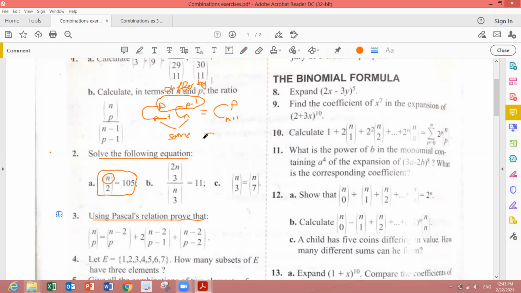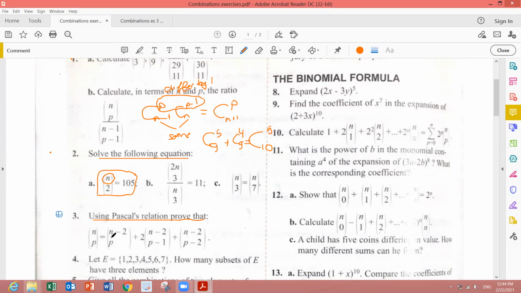For example, C95 plus C94. What will this give us? C105. So the bottom is the same and the top differs by 1. I add 1 and I take the greatest.